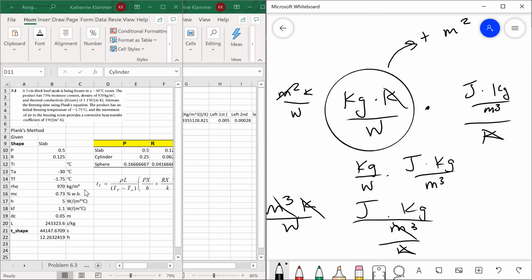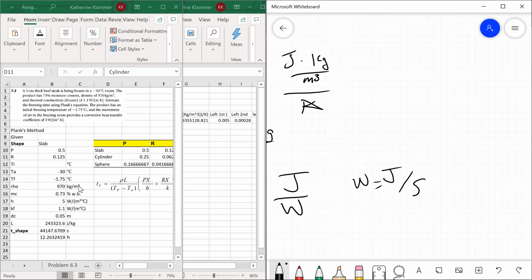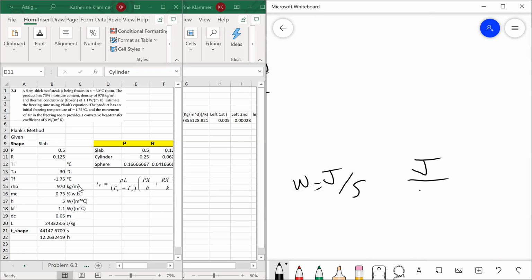Maybe it's something in the latent heat, joules per kilogram times density, kilogram per meter cubed. Yeah, that's probably where it's coming from. So those are already canceled out, and you're just left with joules over watts. Remember that a watt is equal to a joule per second. So we have a joule divided by a joule per second, which is equal to a second.